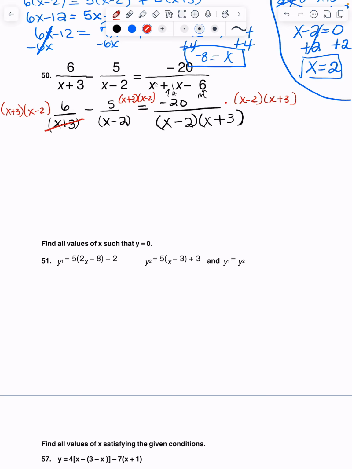So this x plus 3 will cancel out with that x plus 3. And I'm left with 6 times x minus 2. The x minus 2's are going to cancel out. I'm left with a negative 5 times x plus 3. And on the right side, it looked like it was going to be bad, but all of those cancel out and I'm just left with a negative 20. So I'm going to go through and distribute, being careful on the second part to distribute a negative 5.